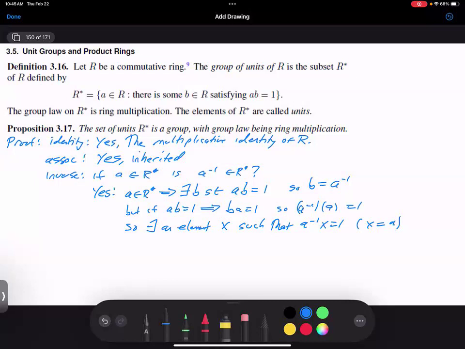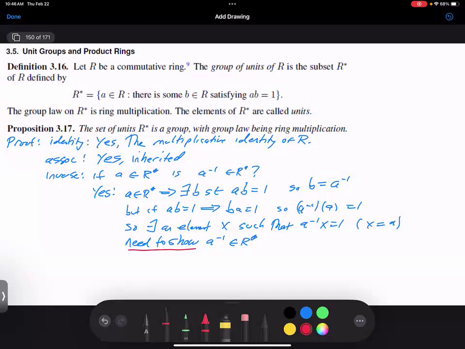We're looking at elements that are invertible. A inverse is invertible. Need to show A inverse is in R star. It's not enough that A inverse exists. This is a really subtle point. In fact, I just emailed the author on this and the need to be very careful here. It has to still be in the set that we're looking at.